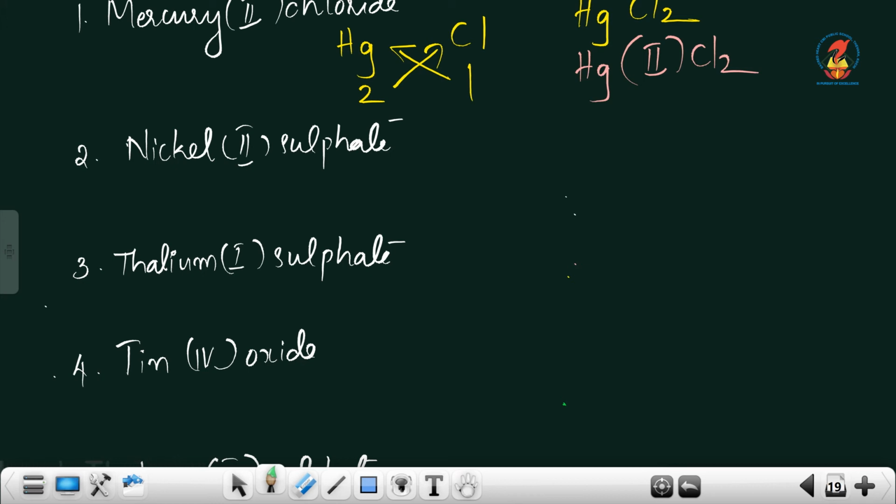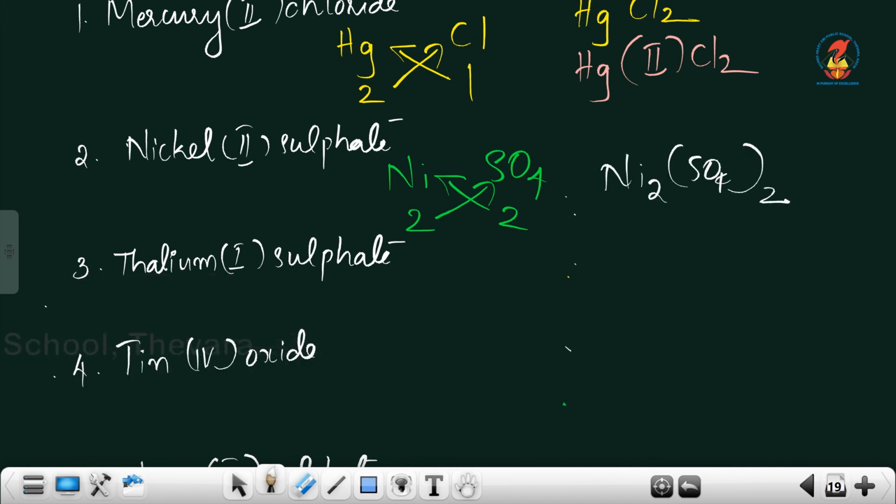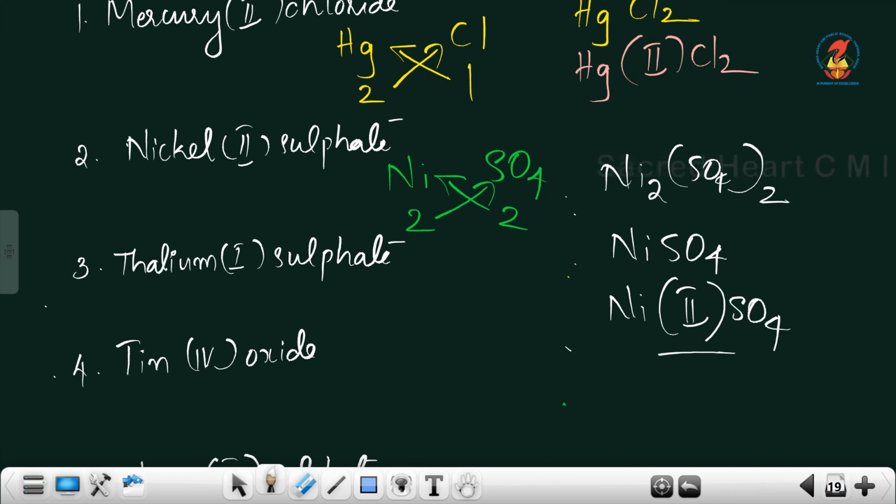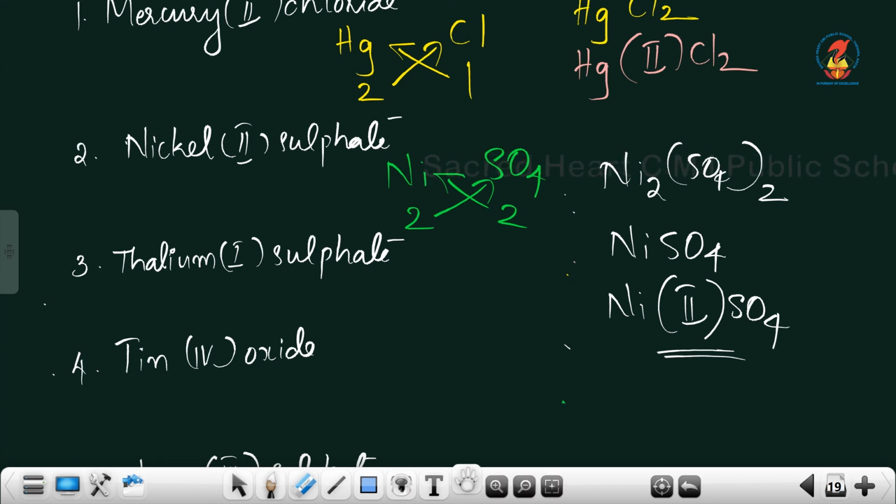Now the next one is nickel 2 sulfate. Here the ions present are one nickel and the other a radical, that is SO4. Nickel oxidation state is given 2, meaning it is +2, so the valency will be 2. Just remove the charge from the oxidation state and you will get the valency. Sulfate SO4, we know the charge is -2, so the valency is 2. Once you transpose, what you are getting here is Ni2(SO4)2, and when we write the simple whole number ratio, it is NiSO4. So we can write the Stock notation as Ni, nickel oxidation state is +2, SO4.